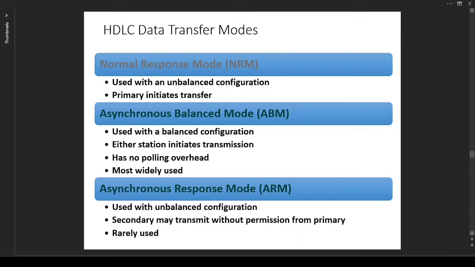And last is the ARM, or the asynchronous response mode, used with an unbalanced configuration. The secondary may initiate transmission without explicit permission of the primary. The primary still retains responsibility for the line, including initialization, error recovery, and logical disconnection. ARM is rarely used because it is applicable to some special situations in which a secondary may need to initiate transmission.